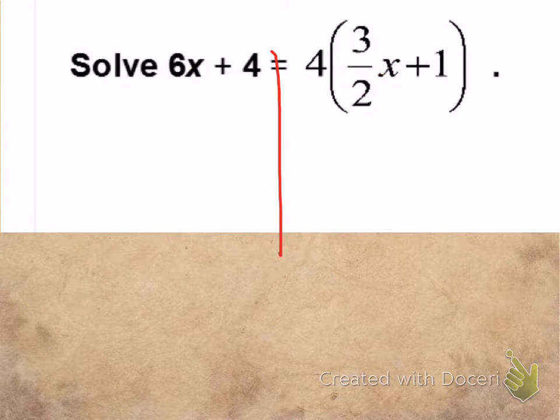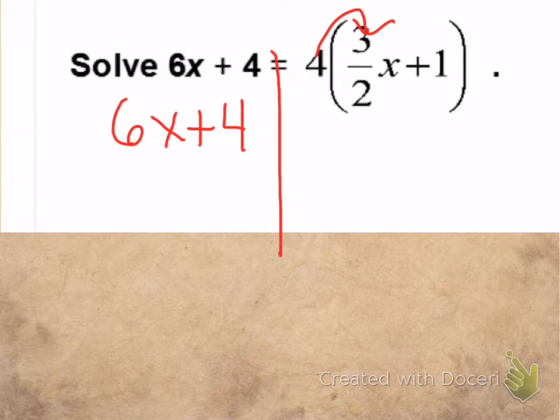Okay, so once again we have to distribute. So we're going to keep 6x plus 4 on the left side. 4 times 3 is 12. 12 divided by 2 is 6. And then 4 times 1 is 4.